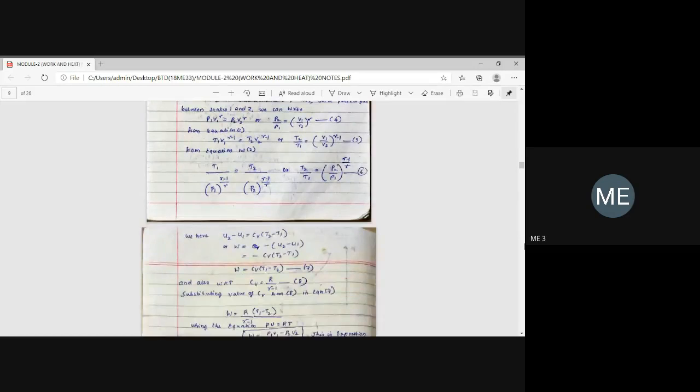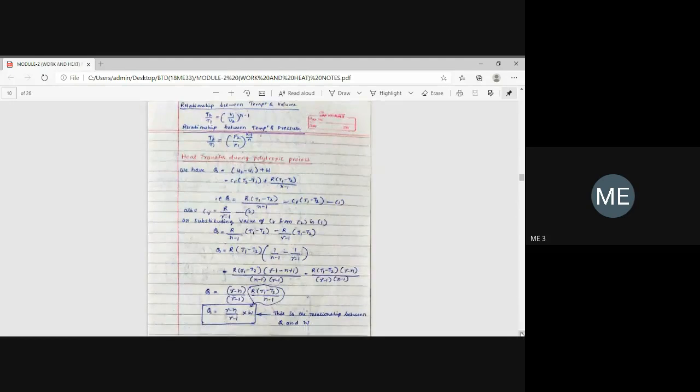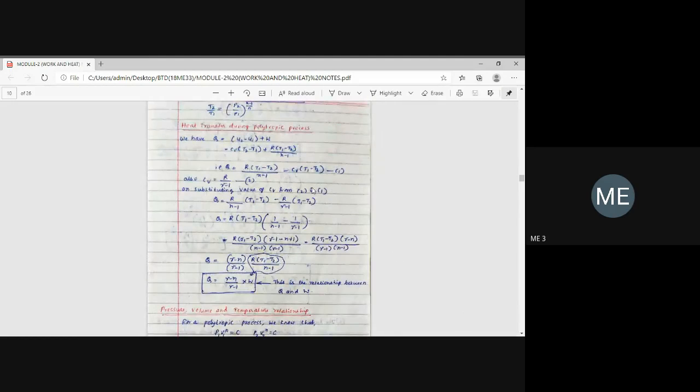Polytropic process, already you know the expression for work done. So we are doing the expression for the heat transfer during polytropic process. First you have to write the first law of thermodynamics, that is Q equals delta U plus W. Delta U is given by Cv into T2 minus T1.